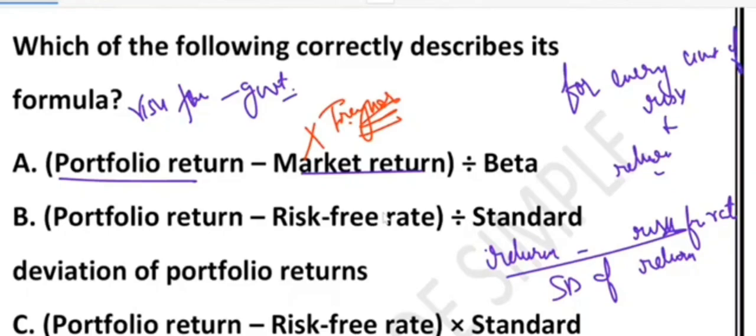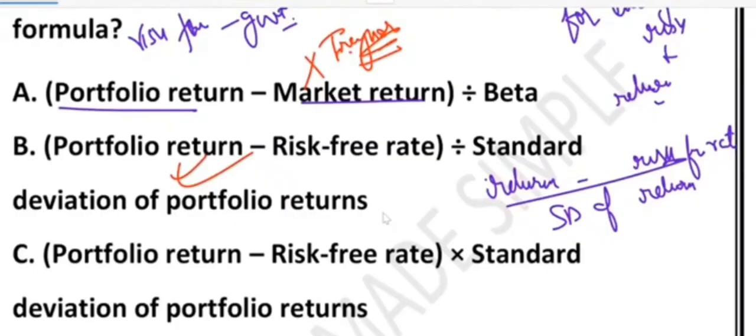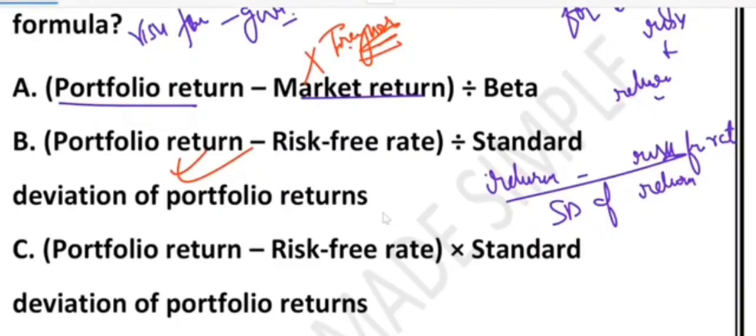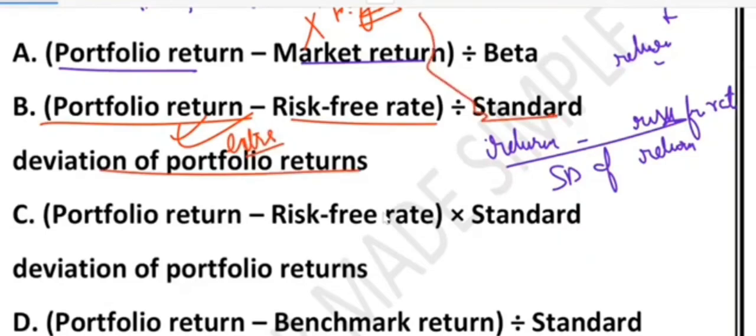What about option B? Option B says portfolio return minus risk-free rate divided by standard deviation of the portfolio return. Yes, it is the perfect formula, because this is the exact formula for the Sharpe ratio. You take the extra return over the safe investment and divide it by the volatility of the portfolio. So this is your safe investment and this is the extra return you are getting. You take the difference, so this is the extra value, and you divide the extra return by the volatility of the portfolio, and volatility is measured by the standard deviation.